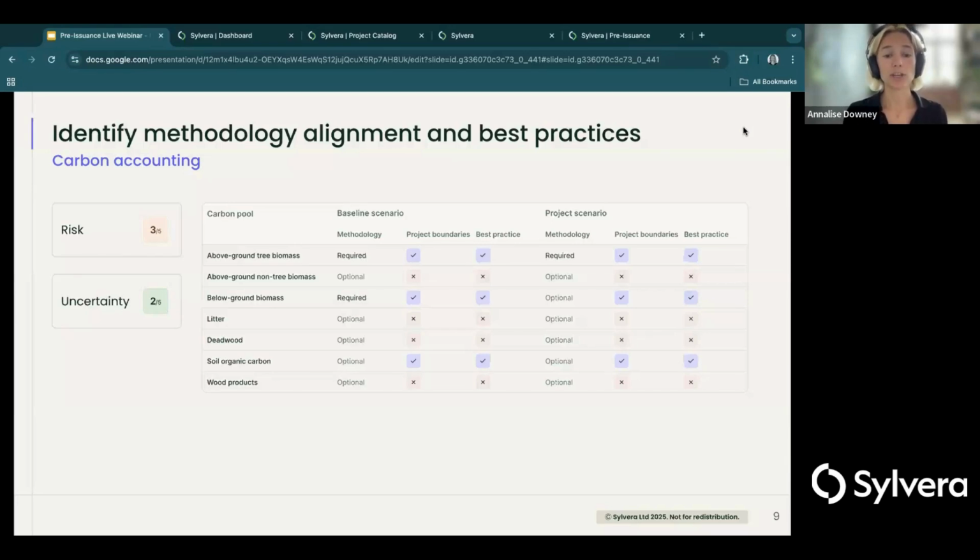To supplement this, you may also be able to see how this stacks up to a project in the same peer group. Let's take the example of an ARR project that has selected to quantify the deadwood carbon pool in its carbon crediting. You could see what percentage of projects within that peer group also selected to quantify the deadwood pool. So against a group of peers, against the methodology requirements and against best practices, how does this project stack up?